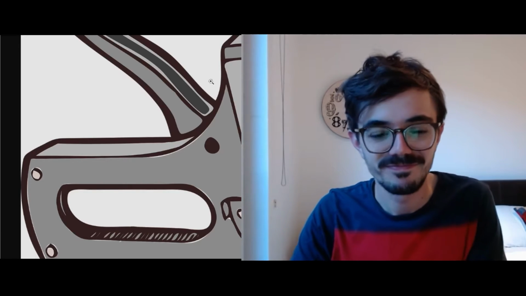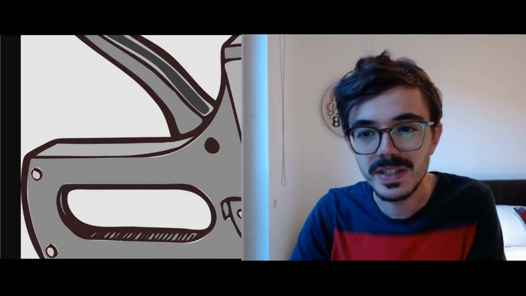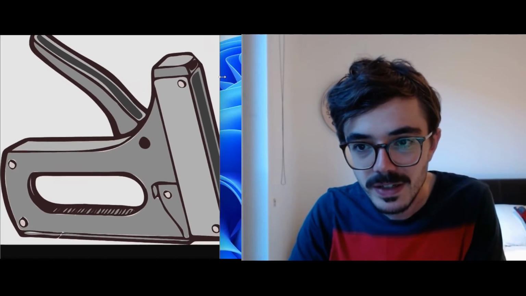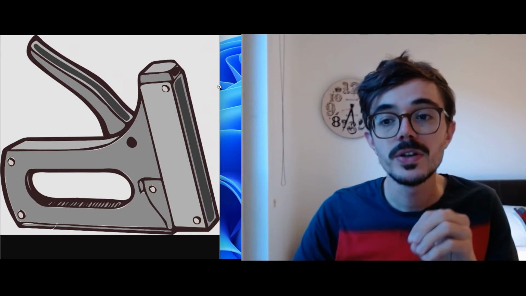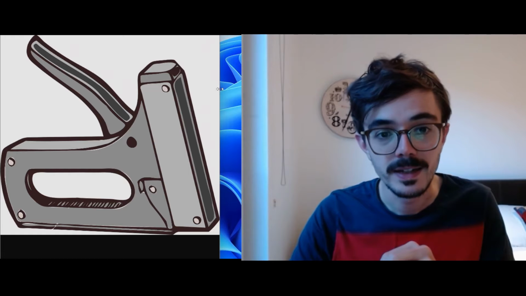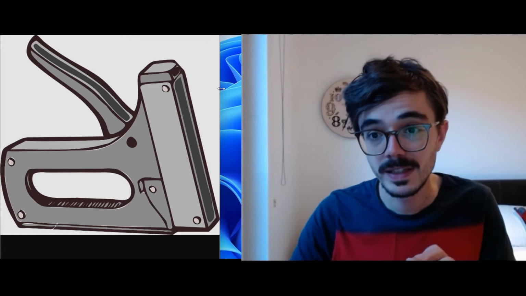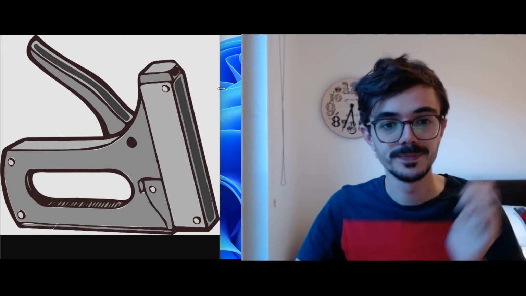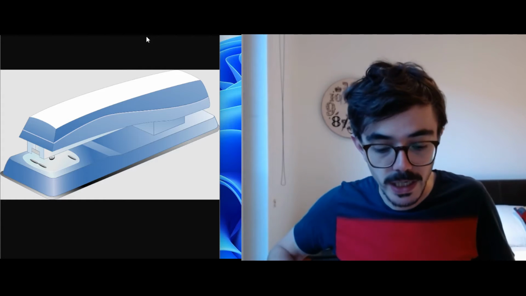Here you can also see a staple gun. This is called a staple gun. It has staples inside, and you can use this to staple things to the wall. Or here we have a stapler. This one's called a stapler. So this is what I used to staple my students' work together.